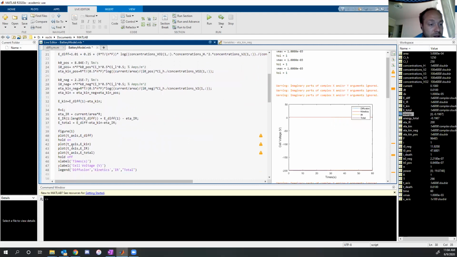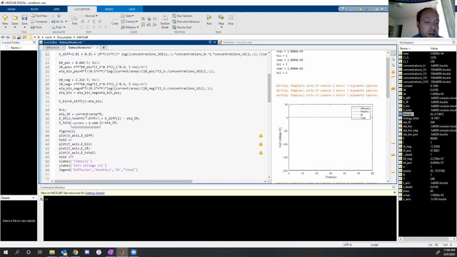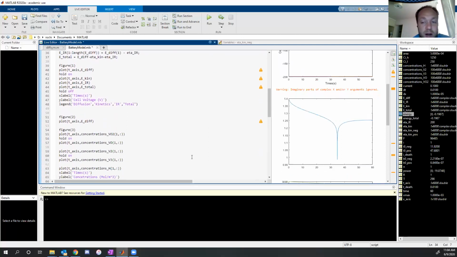You have your R equals 1, so you have current. Oh, so the R should be 1 e to the -4. Originally I put it in as per centimeter squared, so you need it on a per meter squared. So that looks good. And then you have EIR. It's going to be E diffusion of 1 minus eta IR. That looks good. E total, that looks good. You have figure 1. Hold off. Kinetics IR total. All right, let's try running it.